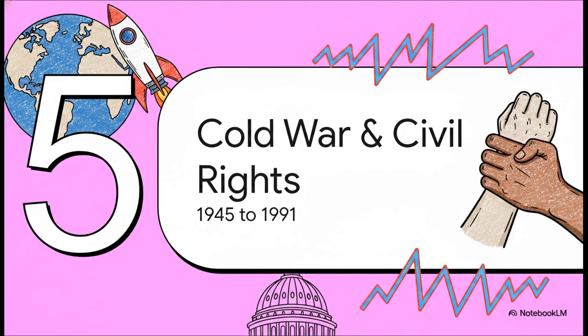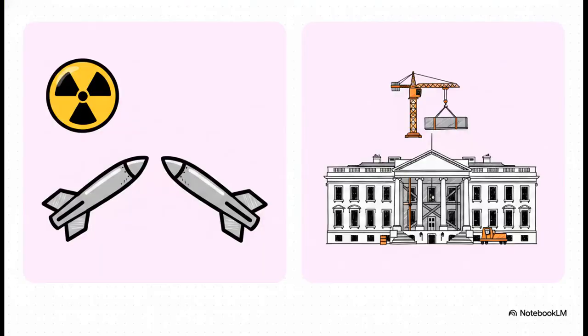Part 5. Cold War and Civil Rights. Emerging from World War II, the nation faced an ideological standoff abroad and a fierce fight for equality right at home. The U.S. and the Soviet Union became superpower rivals, locked in a tense nuclear arms race, and the architecture of the White House reflects this terrifying new reality.